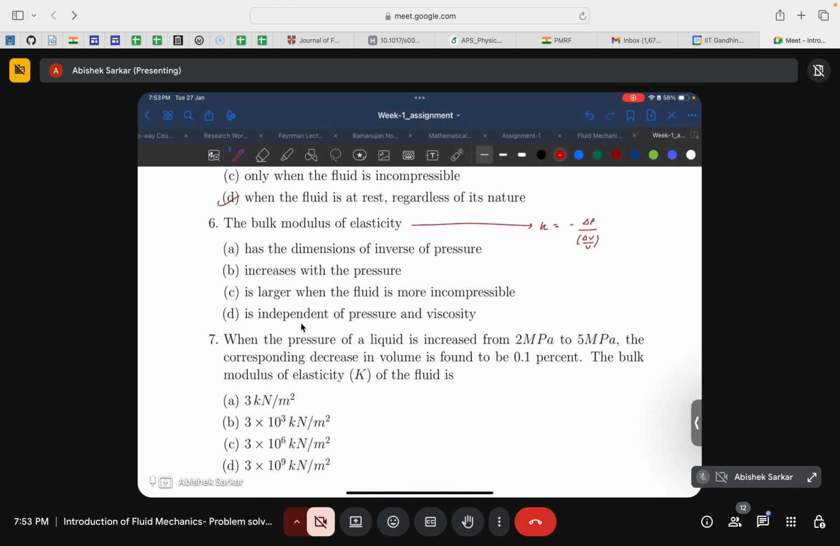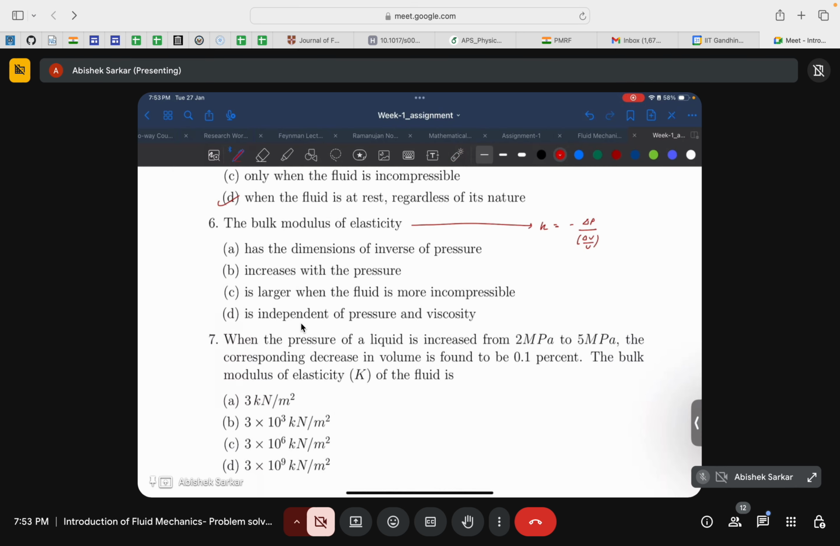We are discussing the bulk modulus of elasticity, which is defined as K. Sometimes there is a definition of compressibility, given by 1 by K. But here I am explicitly discussing the bulk modulus of elasticity, which is K, and which is defined by delta P by delta V by V.